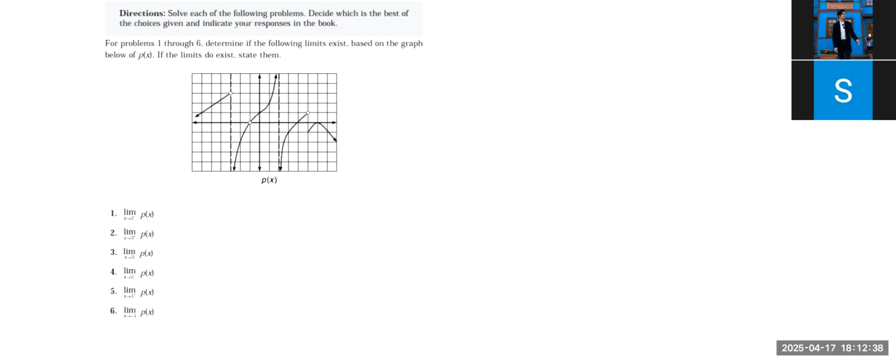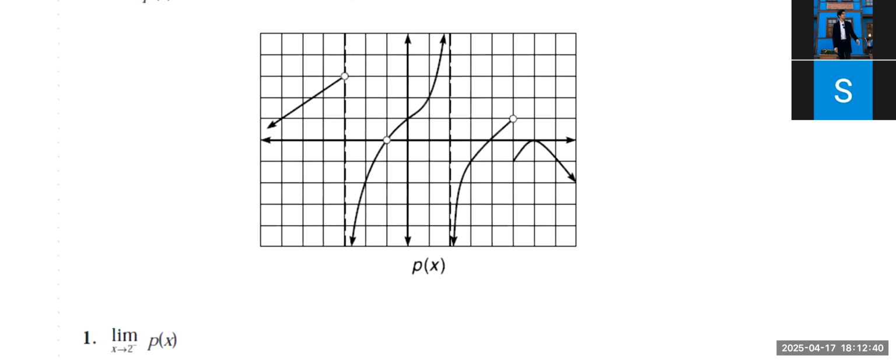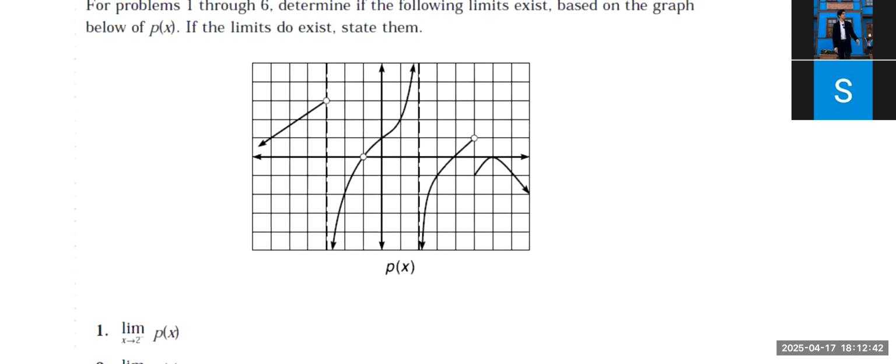Okay, here's a question on limits from AP Calculus. So we have the limit as x approaches 2 with a little minus on top. One second, let me lock this first. Okay, so we have the limit as x approaches 2 minus of p of x. The graph of p of x is given here. But what does this even mean?